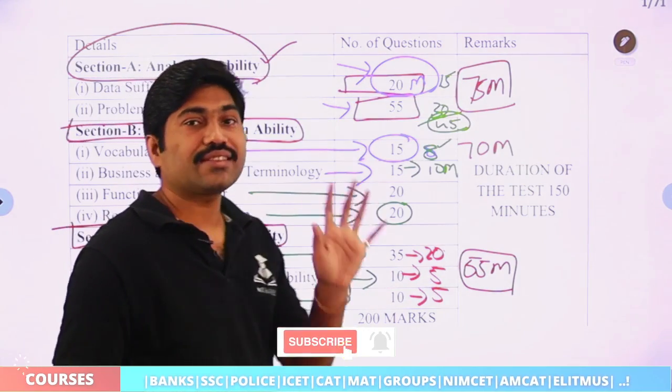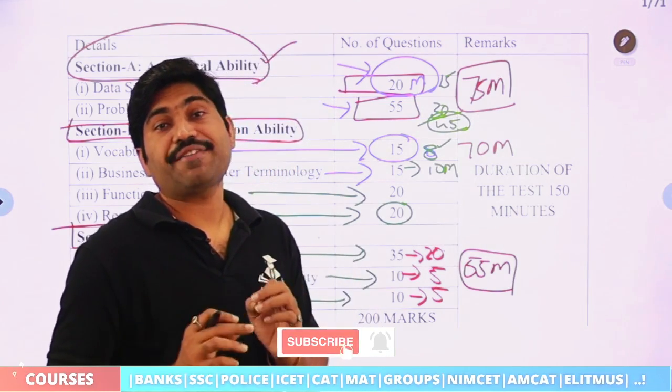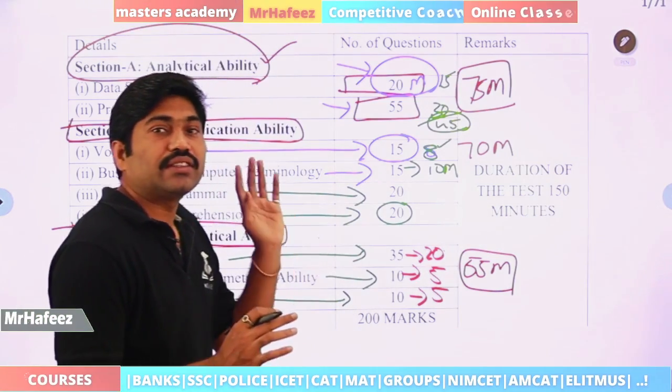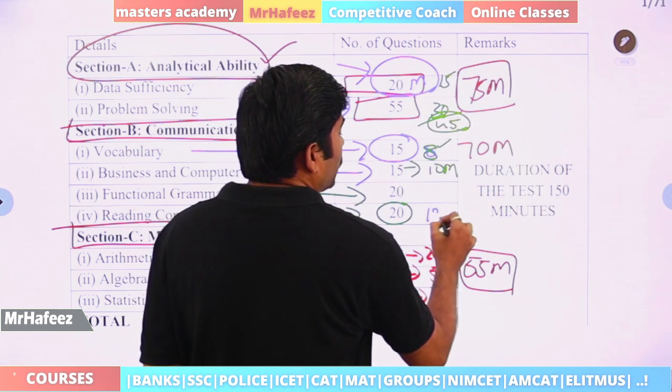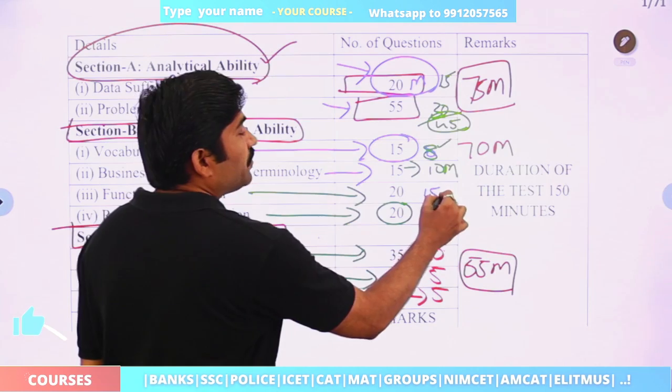And coming to the reading comprehension, direct questions will come. Out of 5 questions, 3 questions will be very easy and 2 questions will be a little tougher, and you should be able to identify which questions have to be left over, and 3 questions you can do. So here you can get nearly 12 to 15 questions very easily. And functional grammar, again 15 marks you can get.